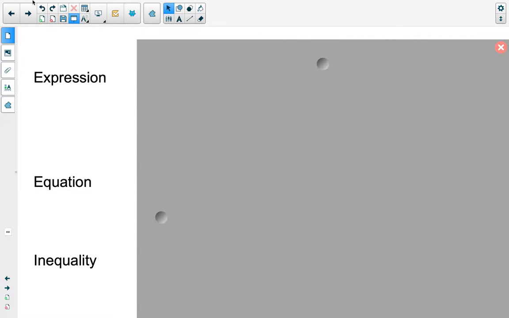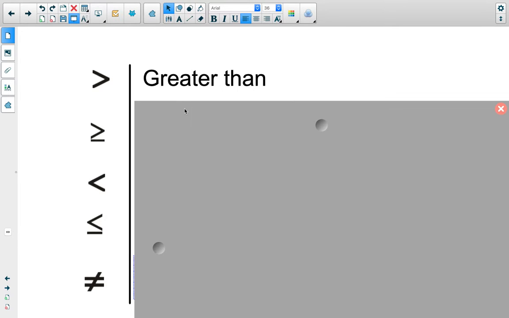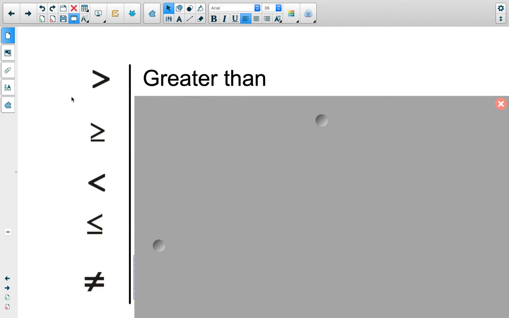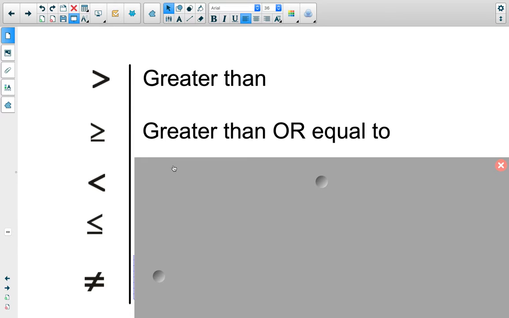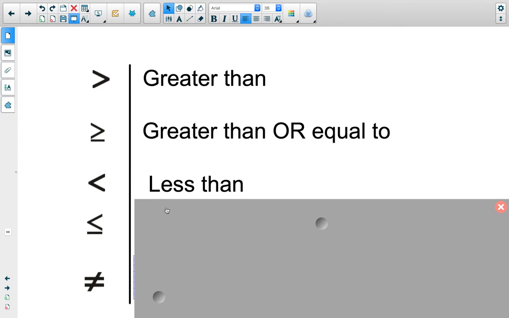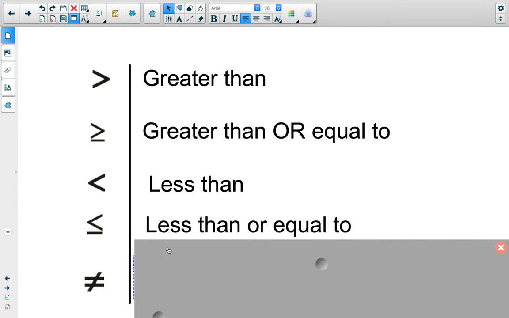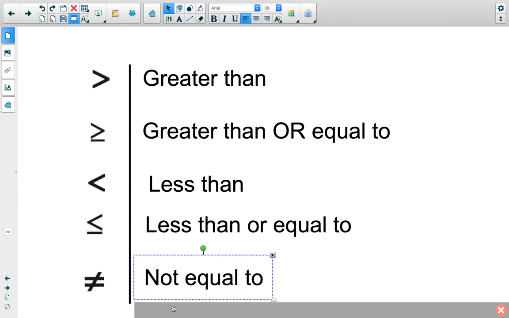Let's review what those symbols mean. Remember this one is our greater than sign. If you remember, the alligator eats the bigger number. When you have the little line underneath it, it means greater than or equal to. When it points to the left, remember we held up our hands and made our little less than with our left hand. That is our less than, and with the line underneath it, that is less than or equal to. And lastly, you may not be familiar with this one. This is our not equal to sign.